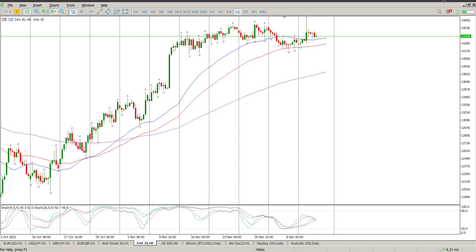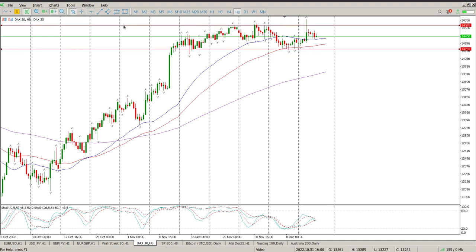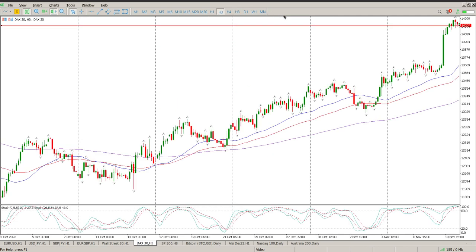There's nothing going on, to be honest. We are sideways. I think you should actually just draw those levels in. There they are. That's your range. Until we break out of that range, you can't really expect anything to be happening.